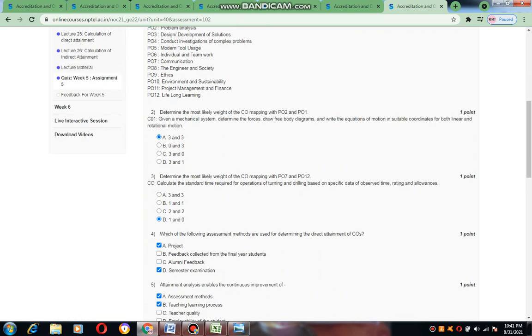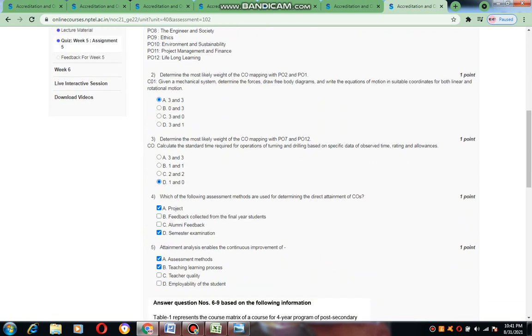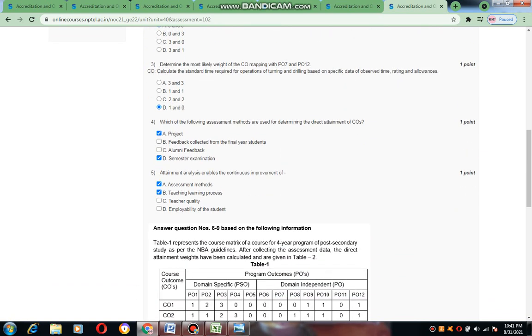Coming to question number 2, I selected A as the best answer, and 3D is the best answer, and for 4, A and D are the best answers, and for 5, A and B are the best answers.